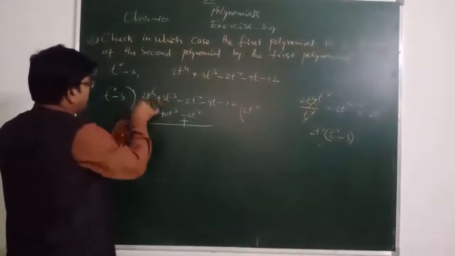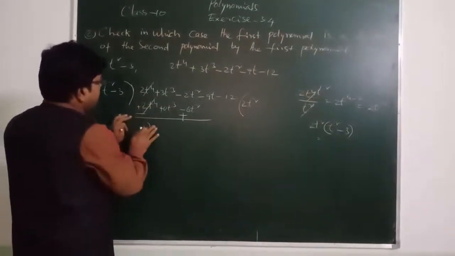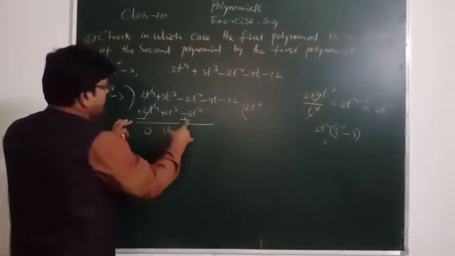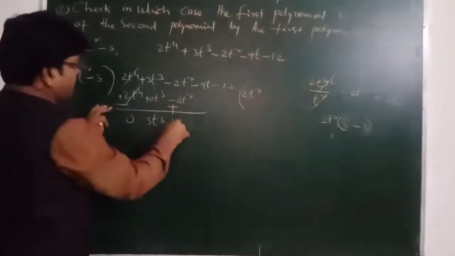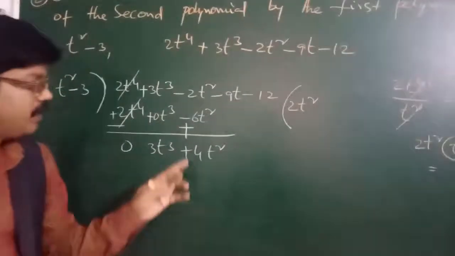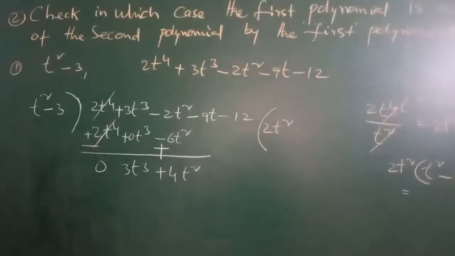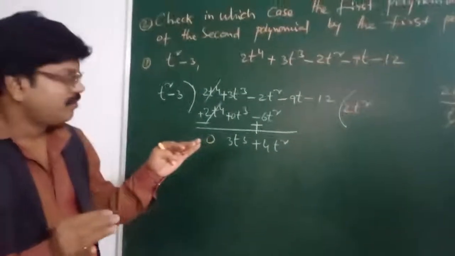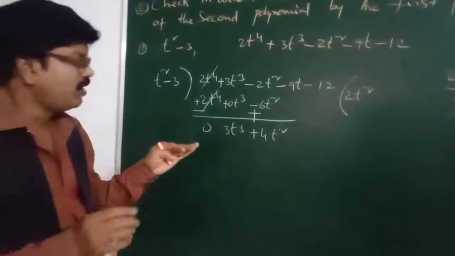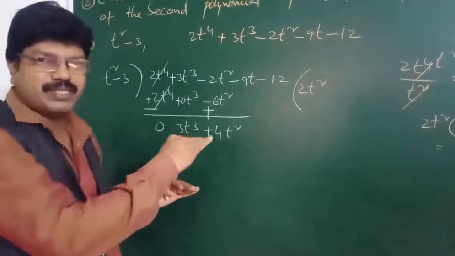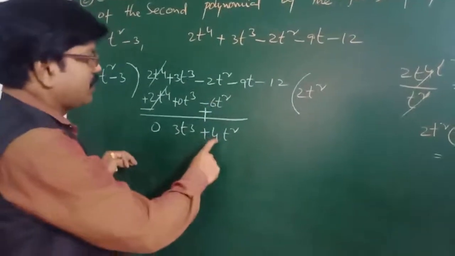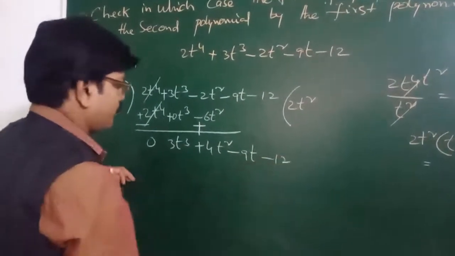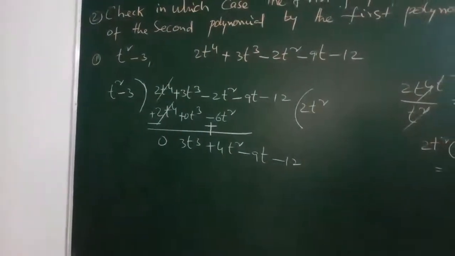Minus 2t power 4 plus 2t power 4 cancel, 0. And plus 3t cube. Plus 6 minus 2 gives plus 4t square. The calculation is very important: plus value, minus value, we take the difference and keep the sign of the larger. Plus 4t square. Now bring down minus 9t minus 12.